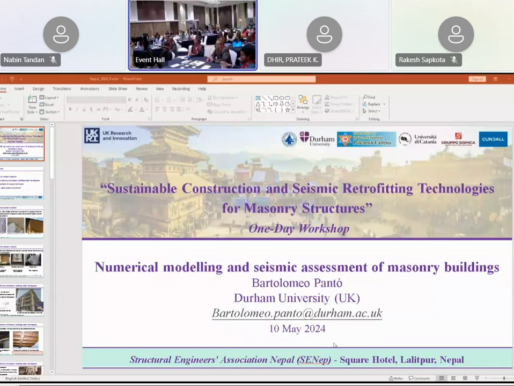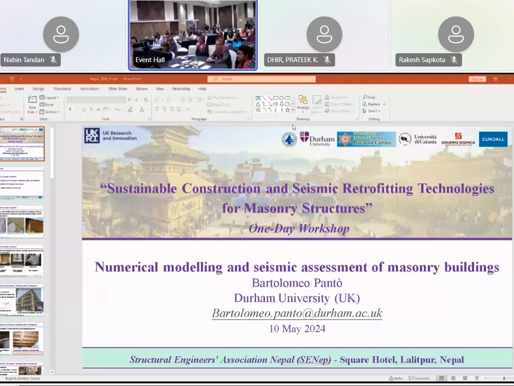Thank you. So, the first problem we need to face when we want to model masonry structures is to find out the mechanical parameters we need to put into our model and to translate everything in numbers, the real behavior in numbers. So here I synthesize some laboratory tests we can perform to get these parameters.